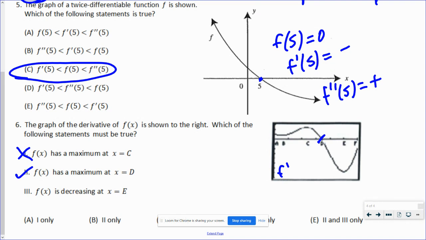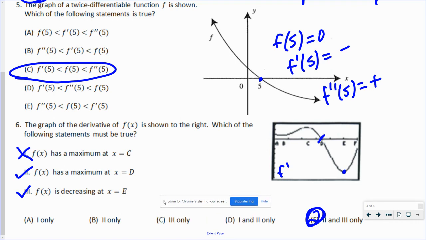Last one, F is decreasing at x equals E. Well, that would mean that the derivative would have to be negative. Take a look at E. The derivative is negative at that value, so 2 and 3 are true. That would be answer choice E, 2 and 3 only. Okay, oops, I was hiding the others.